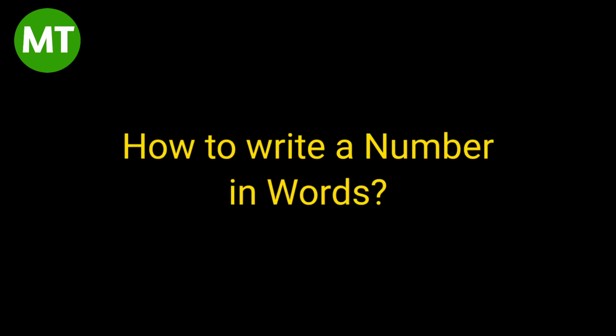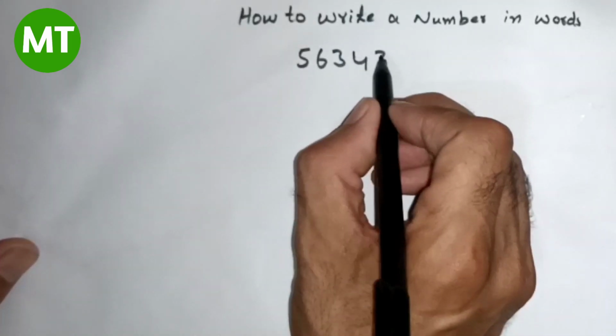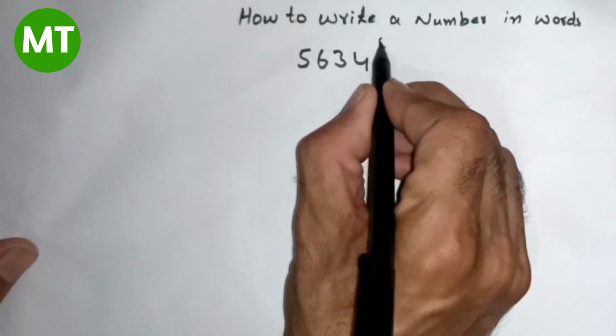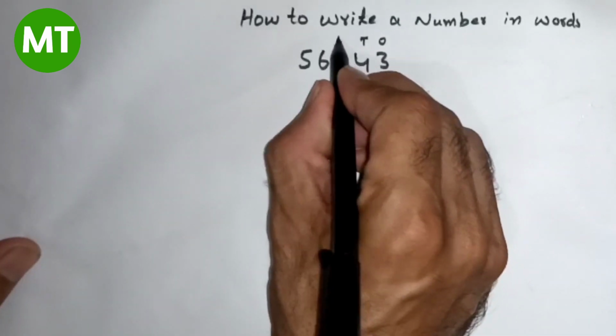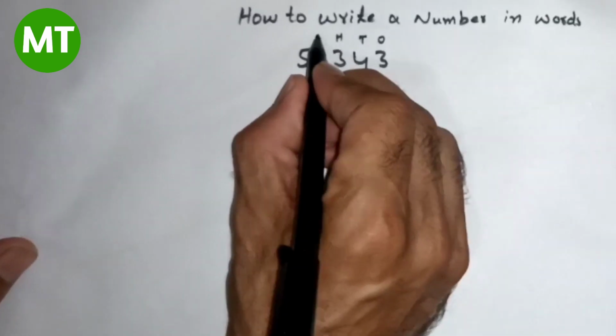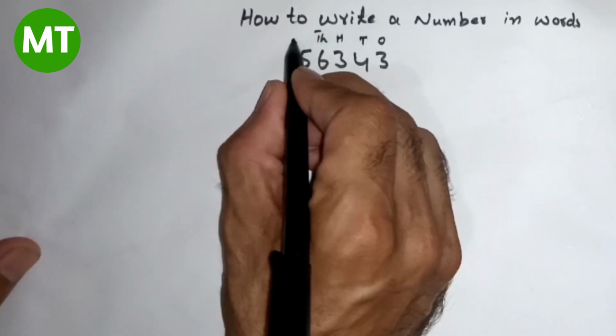Today we will try to learn how to write a number in words. For example, we have to write this number in words. First of all, we will draw a sketch over every digit. This is ones, tens, hundreds, thousands and 10,000s.